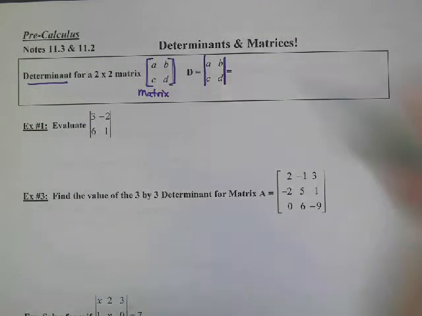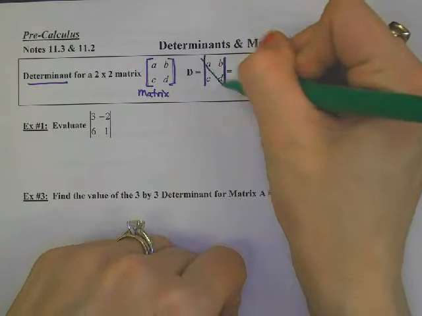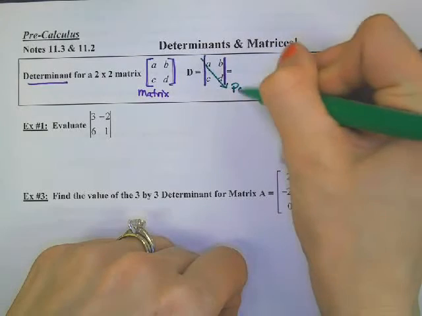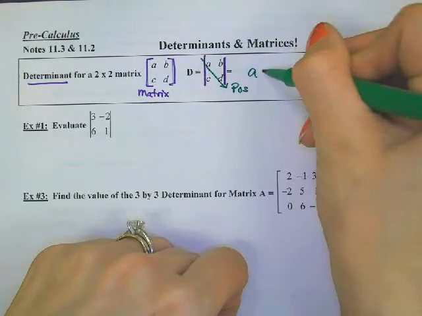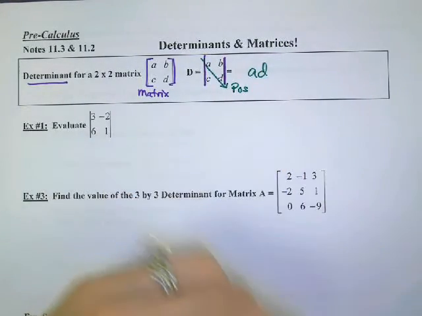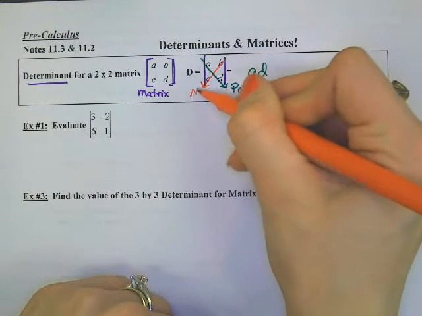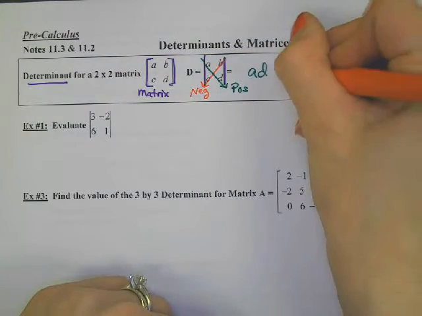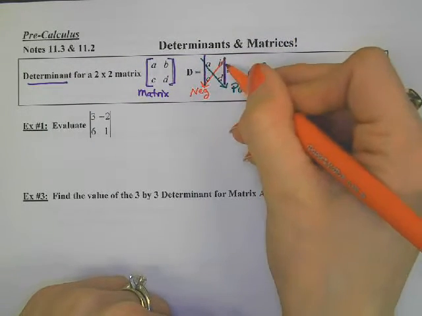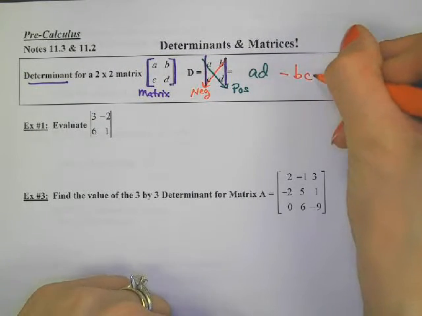So this is how it works. If you go down, down, down to the right, that is going to be positive. So that gives us A times D. But anytime you go down, down, down to the left, that's going to be negative, or you have to subtract. We're going to subtract the value of B times C.